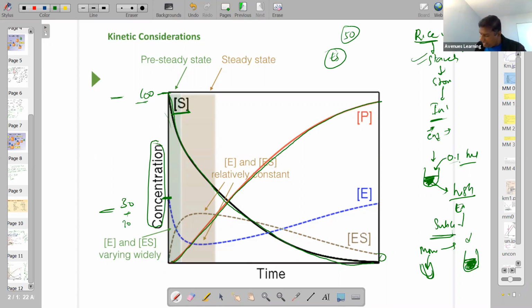So the free enzyme concentration, the blue line, will continue to drop. At the same time, what is happening to the enzyme plus substrate concentration? The enzyme-substrate concentration will continue to increase, the brown line.